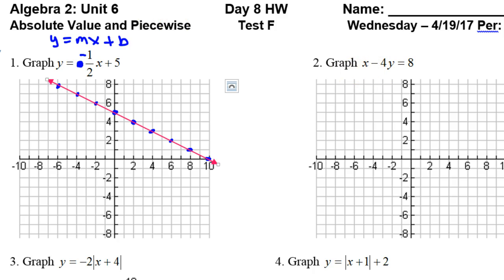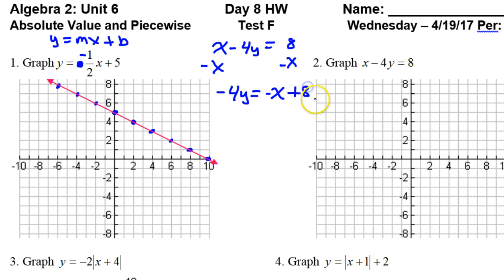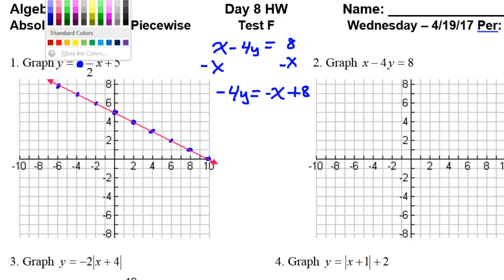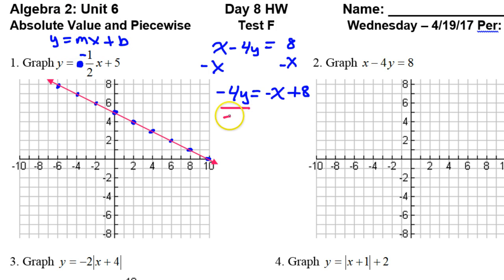Problem number 2, I am going to rewrite this problem in slope-intercept form, like y equals mx plus b. So looking at this, x minus 4y is equal to 8. I'm going to try to get y by itself. So I could subtract x from both sides, so that's -4y is equal to -x plus 8. And then I would divide both sides by -4. When I do that, I'm really going to divide all 3 of these terms by -4.